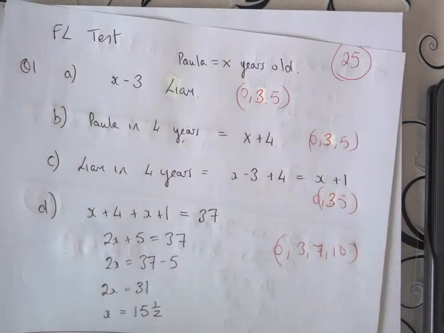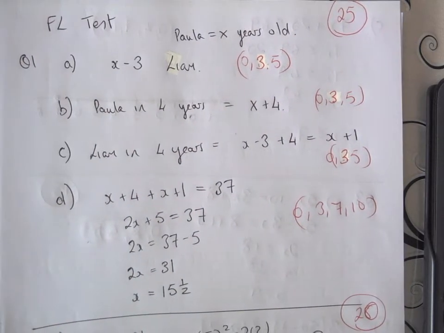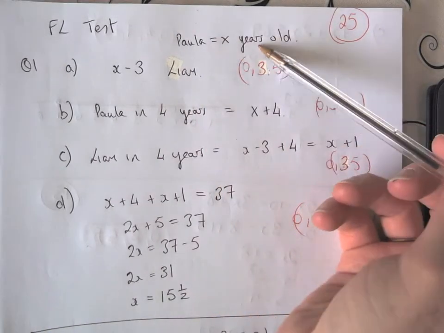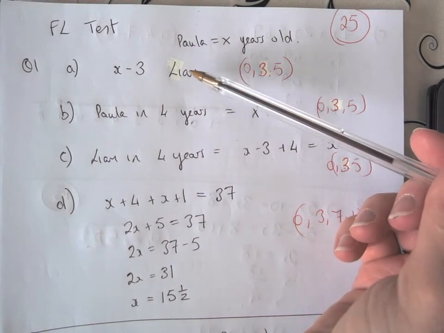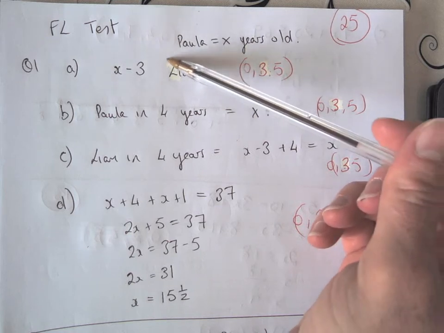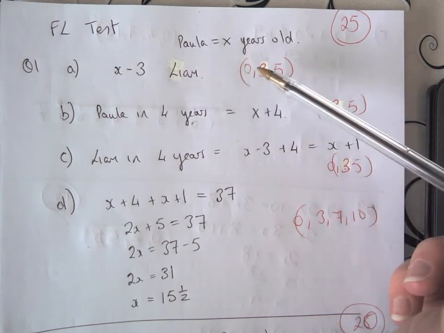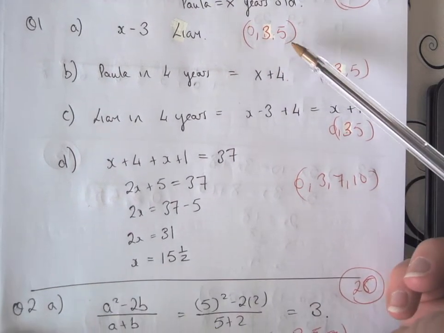Okay, so I'm just going to go through the answers for the algebra test. Paula is X years old and it says Liam is 3 years younger. So if I write an expression for Liam's age in terms of X, it's X minus 3. There was 5 marks going for that.